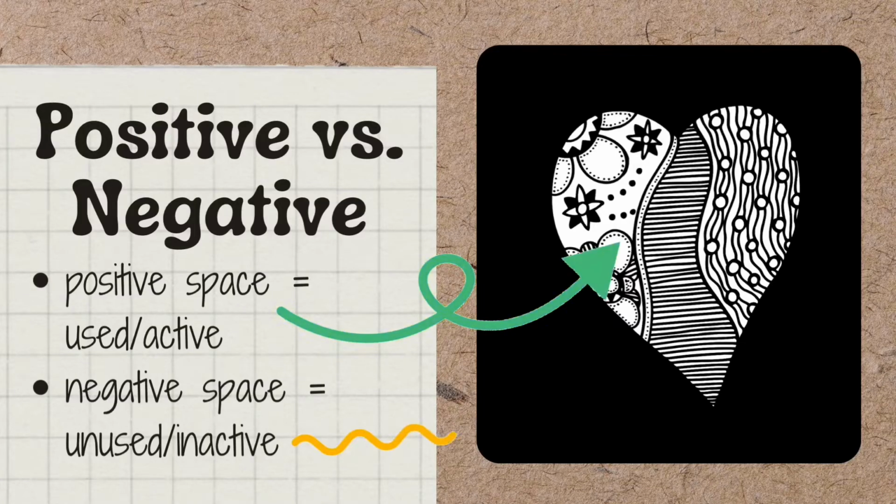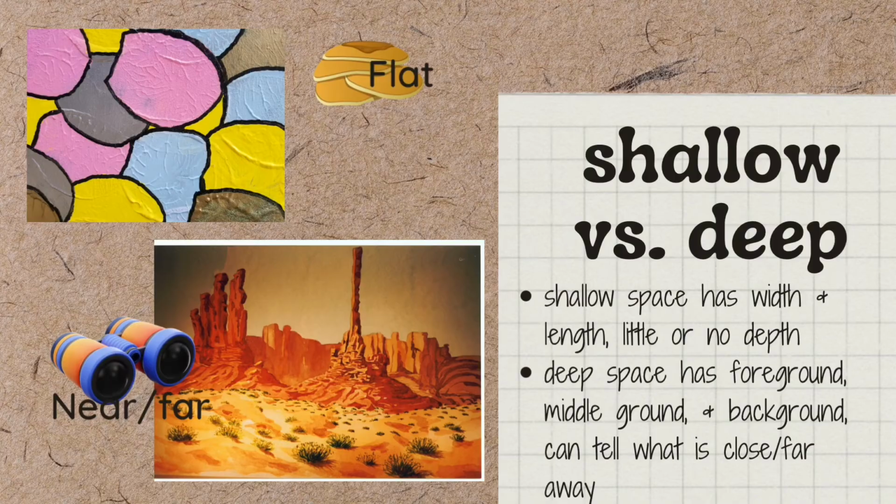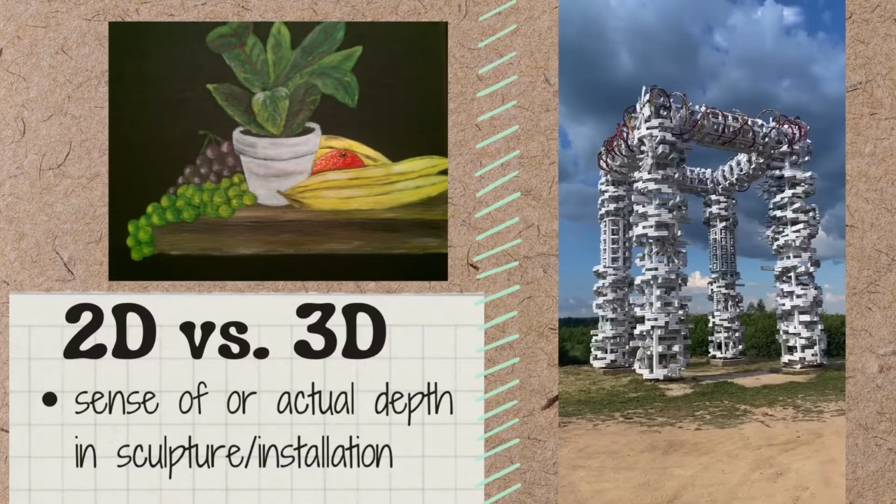Positive is used and active, negative is unused and inactive. Look at the heart, which is positive and negative. Shallow space is flat with width and length but no depth. Deep space has fore, mid, and background. You can see near and far.